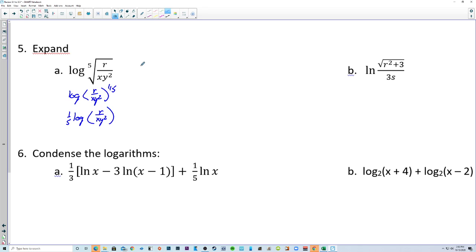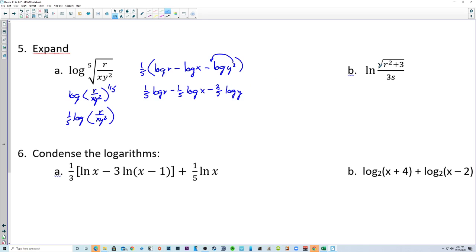Let's expand this out. So we have 1/5 times log of r minus log of x. And since y squared is also in the denominator, let's go minus log of y squared. So we have 1/5 log of r minus 1/5 log of x. And then minus, now if we bring this 2 down in front, 2 times a fifth is 2/5 log of y.